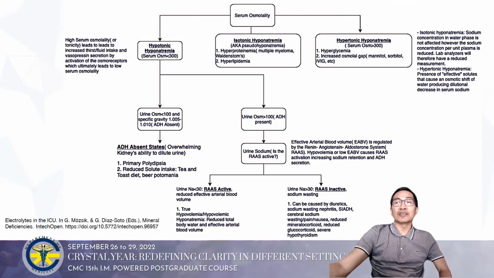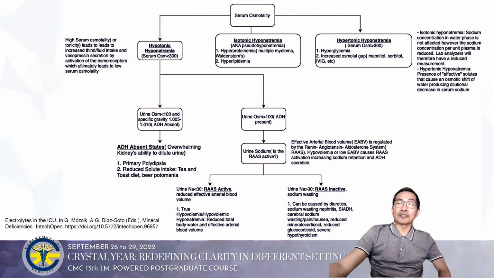In patients with hypotonic hyponatremia and urine osmolality more than 100, then ADH is present. In which case, you this time check your urinary sodium. When your urinary sodium is less than 30, that means that your renin-angiotensin-aldosterone system is active, and hence you have a reduced effective arterial blood volume. So this is true hypovolemia, hypovolemic hyponatremia.